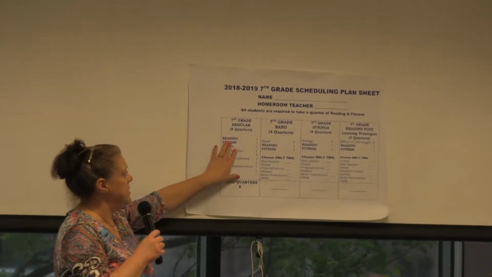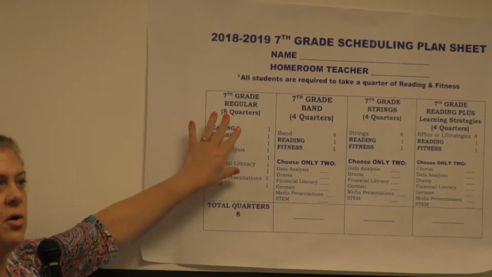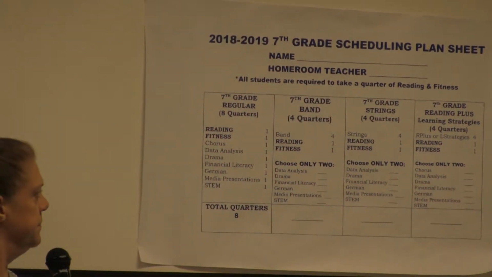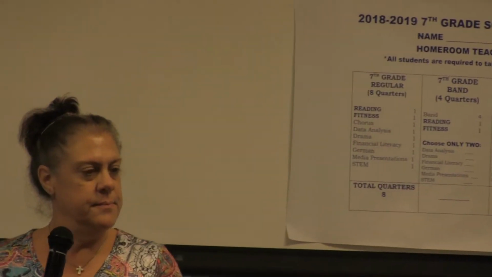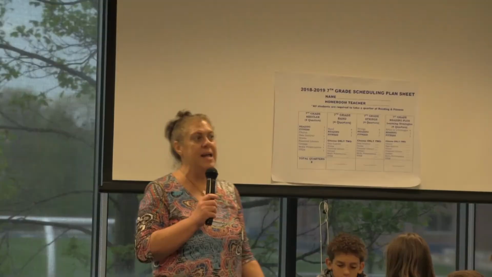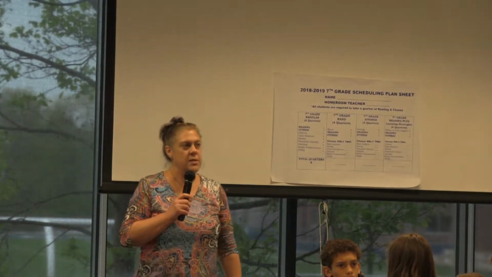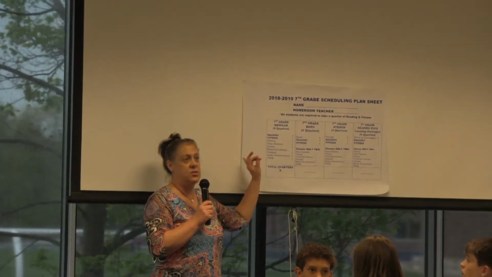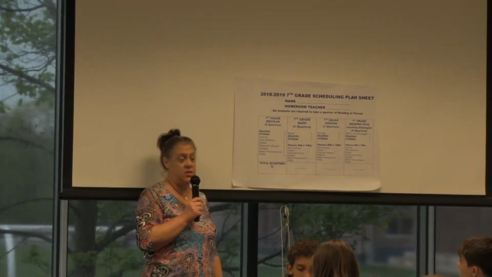So if you notice here under the 7th grade regular, you need to take a total of 8 quarters, but count the number of classes that are available. Very good. There are 9 courses there. So let me just quickly explain something. Financial literacy is the extra course. It may not be offered next year.